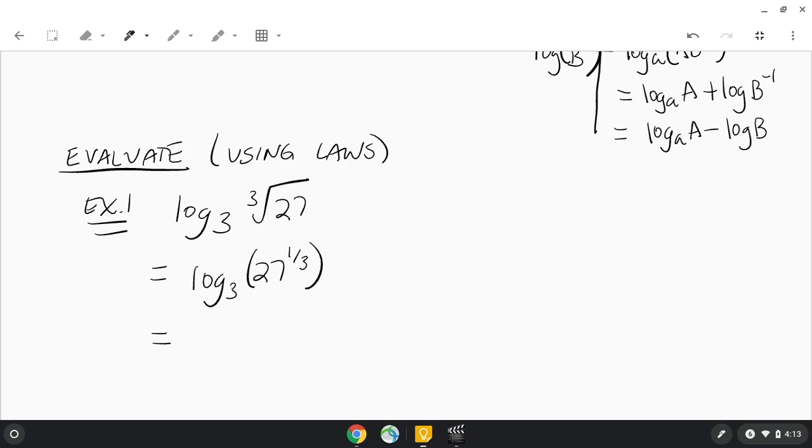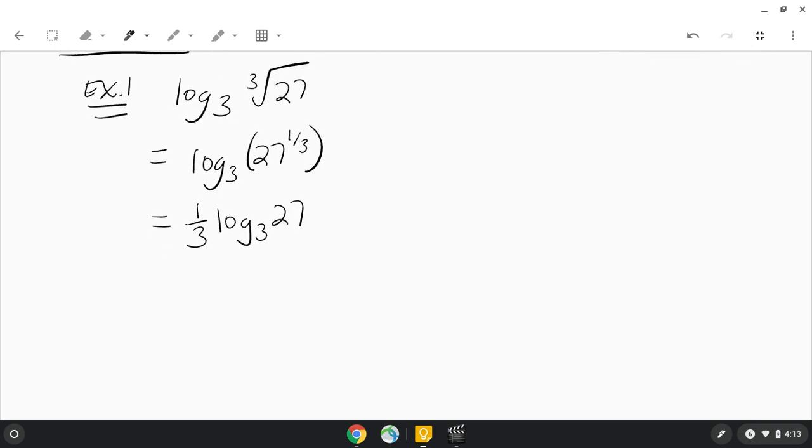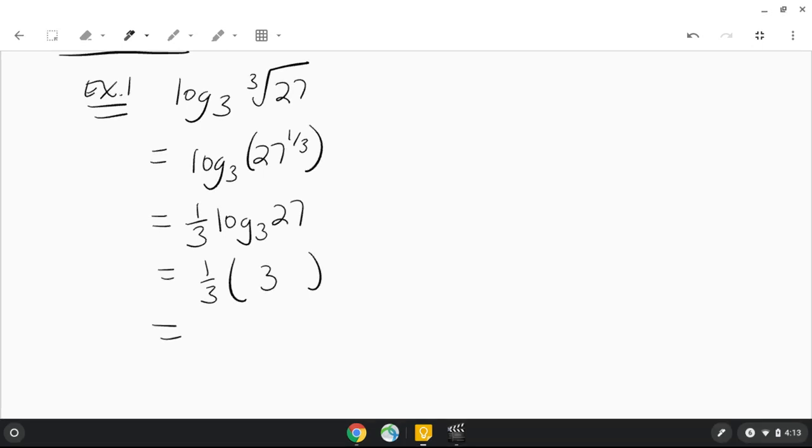Now what I'm going to do is apply law number 3, which says that I can take that exponent and bring it down to the front. And then here, I can figure out what the log of 27 is, base 3. The answer to log base 3 of 27 is going to be 3. 1/3 of 3 is 1.